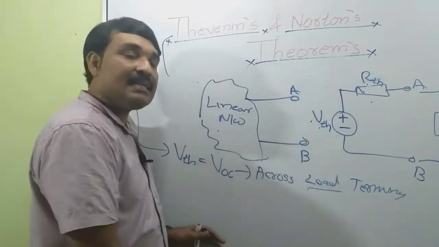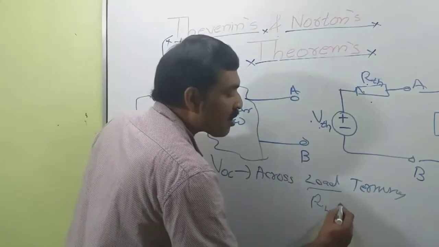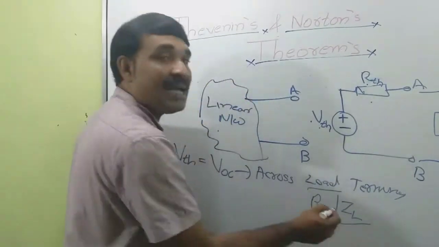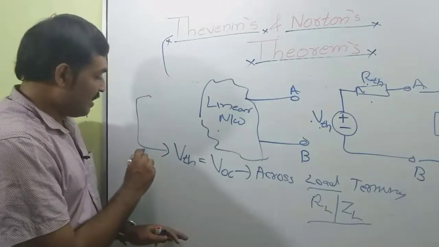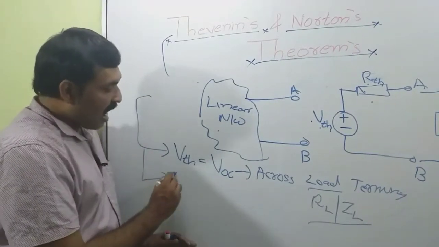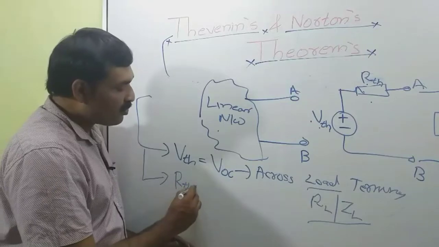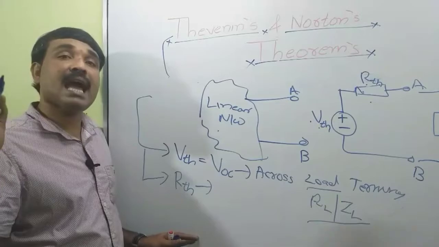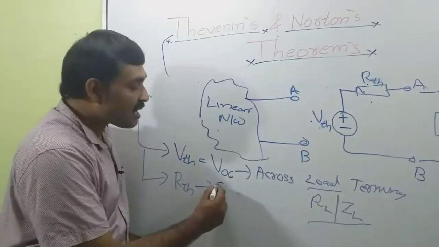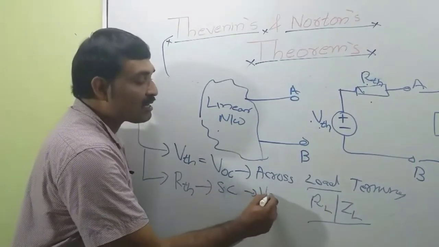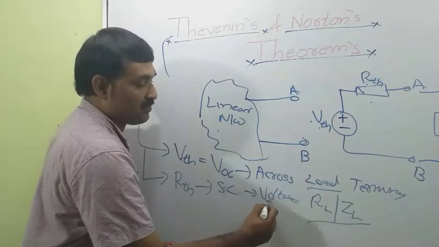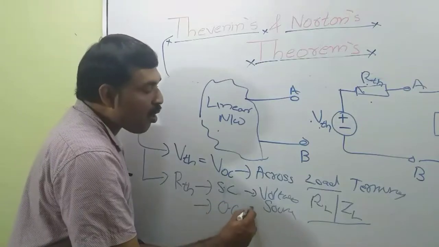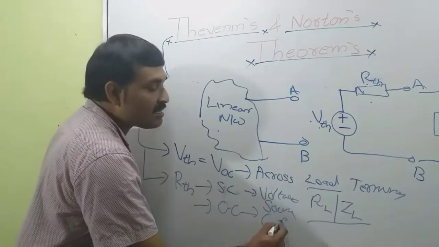Load may be either a resistive load or, in the case of an AC network, that may be an impedance that is denoted by ZL. Then for calculating RTH, what we have to do is we deactivate all independent voltage sources and current sources. That means short circuit all voltage sources and open circuit all independent current sources.